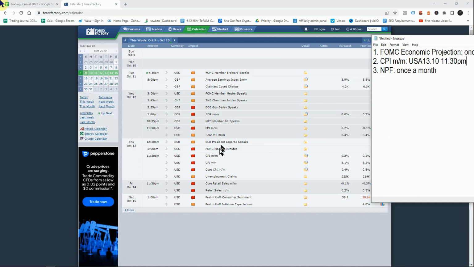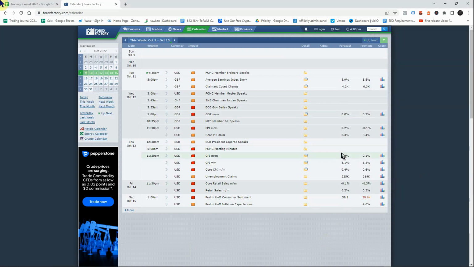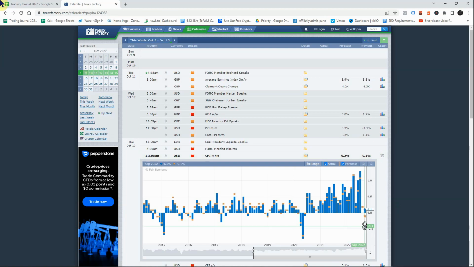Why I'm so critical about CPI, because you see this one here, CPI. Last time the forecast was minus 0.1, and actually it came 0.1. I'll show you in a minute. See this one. Last time the forecast in yellow was minus 0.1, and the actual came as it is written here. Forecast in brown and blue was minus 0.1, actual came 0.1. Can you read that, everyone? Yes.